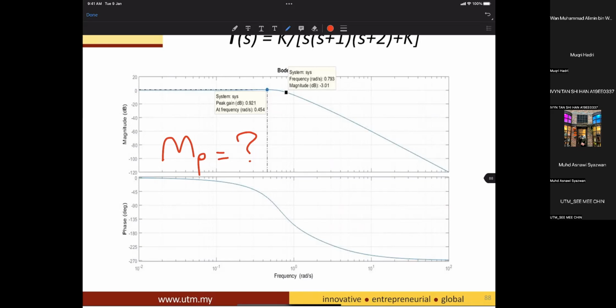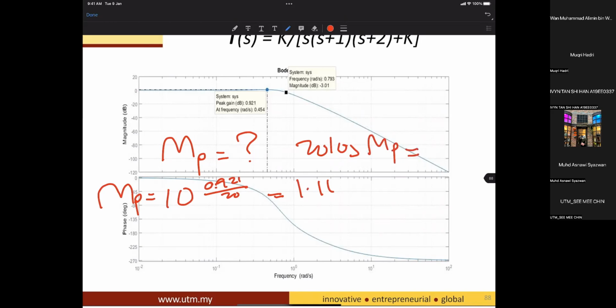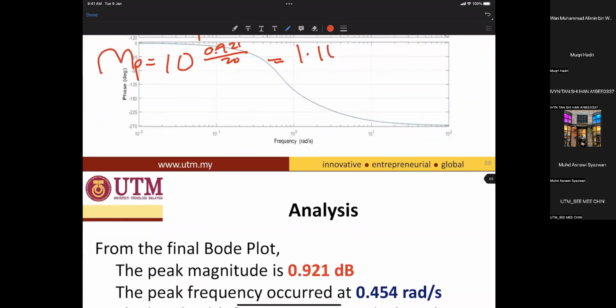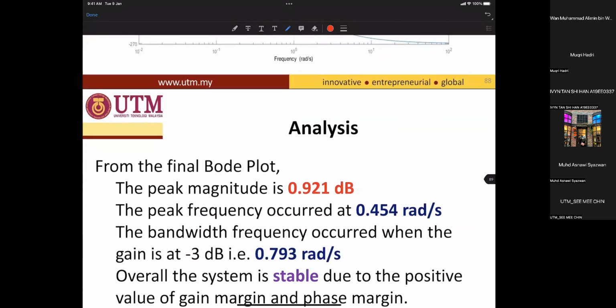10 power of the peak value over 10 over 20. Over 20. Berapa? I got 1.11. 1.11. Okay, thank you.